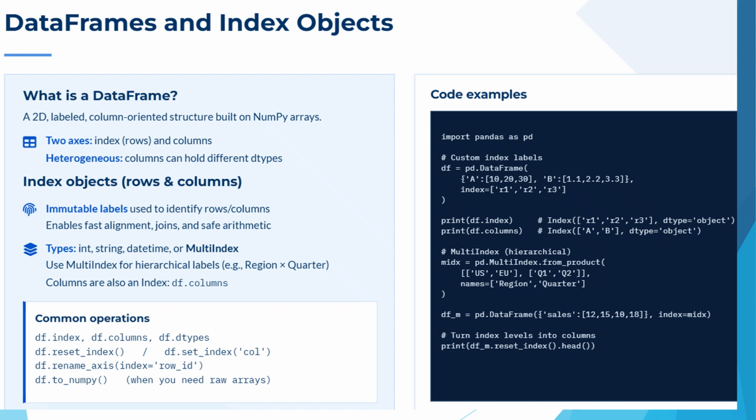Unlike NumPy arrays, data frames are heterogeneous, meaning each column can store a different data type such as integers, floats, strings, or even dates. This makes data frames highly suitable for real-world datasets, which often contain mixed types of data. Overall, data frames provide a powerful and intuitive way to store, manipulate, and analyze tabular data in data science applications.